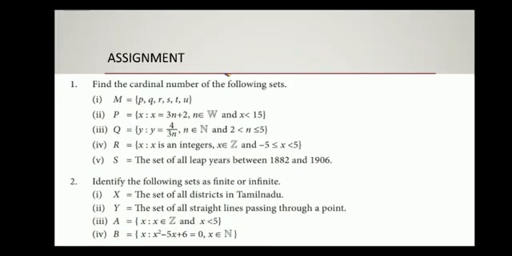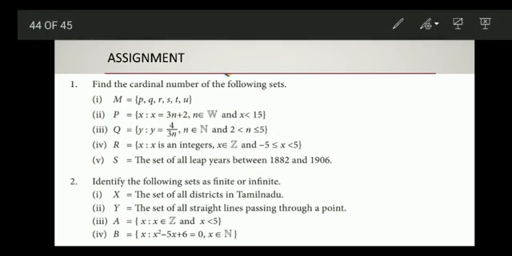Okay, first one is, find the cardinal number of the following sets. What is cardinal number? You have to find out how many elements are there in that set, the number of elements in the set. See the second one. Here P is equal to the set of all x, where x is equal to 3n plus 2, and n is a whole number, x less than 15. So in place of n, you have to substitute whole numbers, and whole numbers means numbers 0, 1, 2, 3, till you get values less than 15. Okay, the value of x should be less than 15.